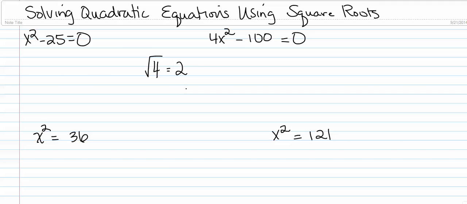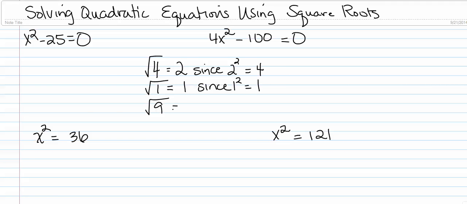I'll erase this out of the middle so that I can solve my problems here in a little bit. We could have started with 1. The square root of 1 is 1, since 1 squared equals 1. The next perfect square is 9. The square root of 9 equals 3, since 3 squared equals 9. The square root of 16 is 4, since 4 squared equals 16.